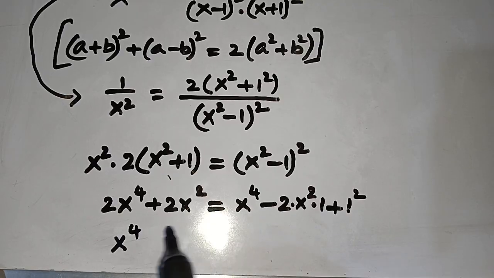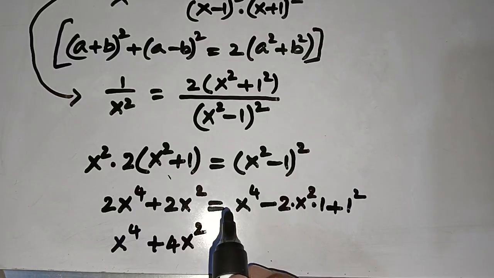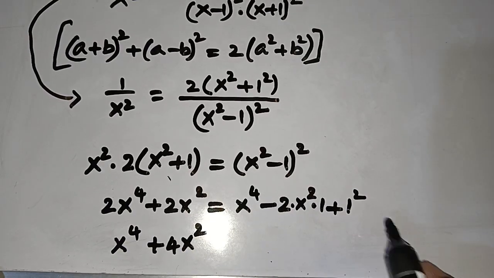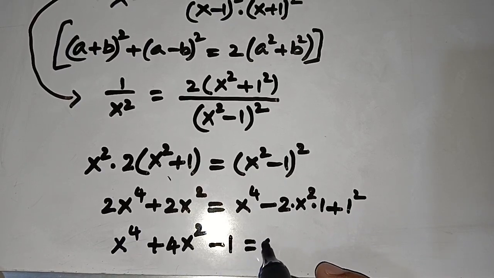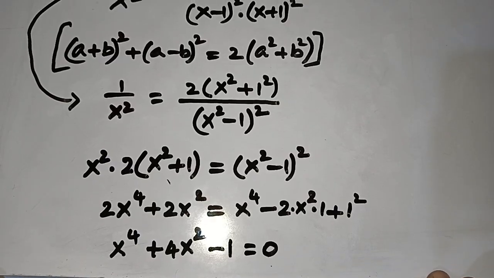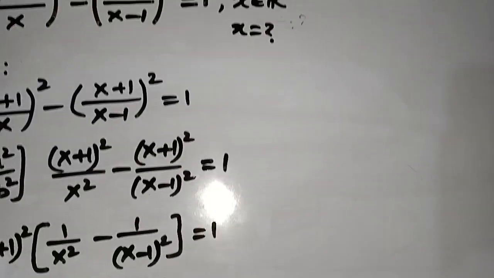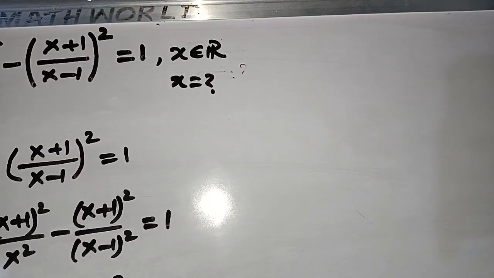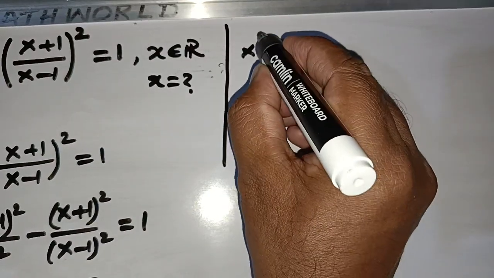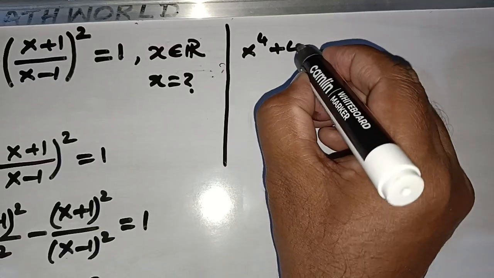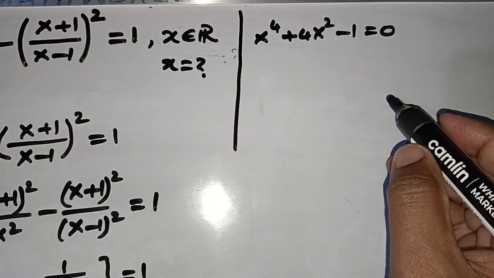When we bring this 2x square to this side, it becomes plus 2x square, so this becomes plus 4x square, and this plus 1 when brought to this side becomes minus 1 is equal to 0. So here the equation we have is a fourth degree equation, that means the highest power of x is 4. x to the power of 4 plus 4x square minus 1. This is the equation finally we have.